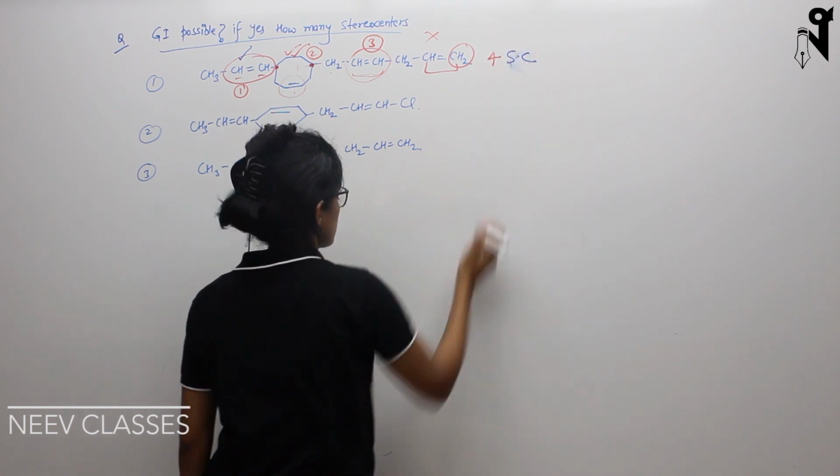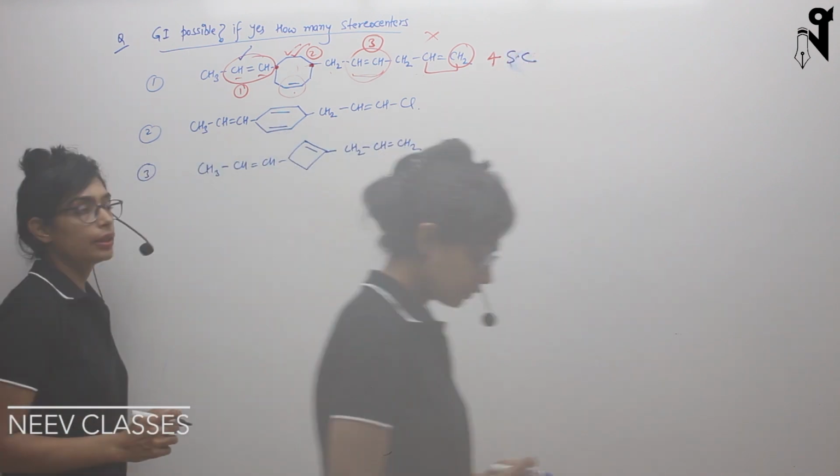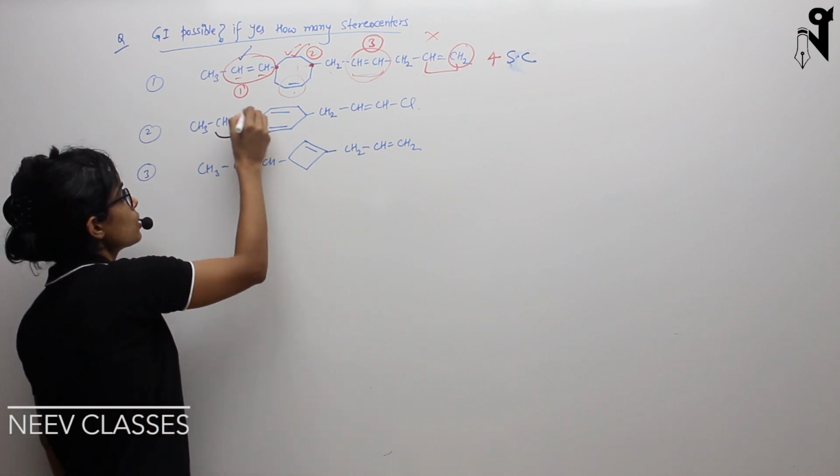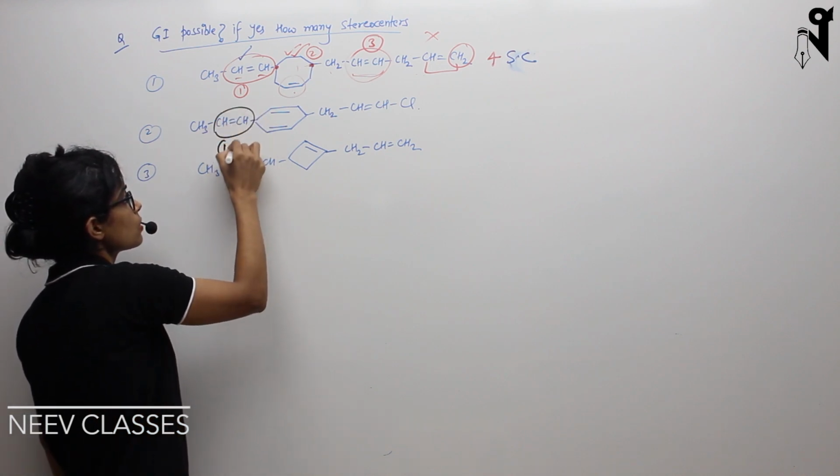So 4 stereo centers. Let me bring a different color pen. Next, question number 2. This will show GI. Yes, 2 different groups are present, so 1 stereo center is this.